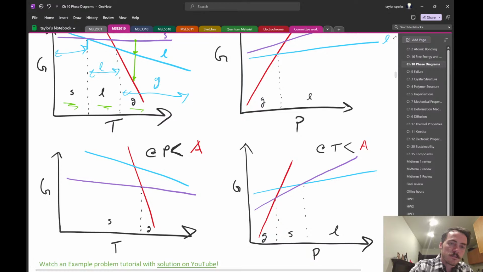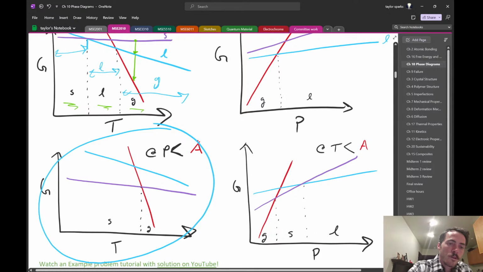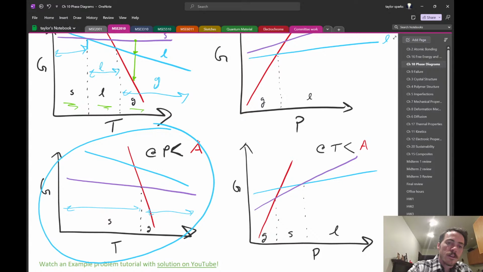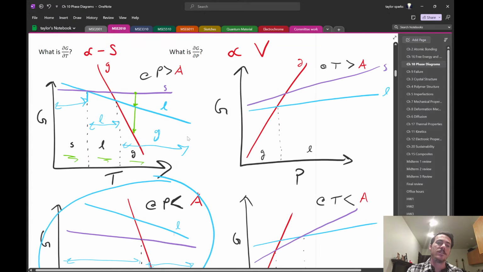So what does that one look like? That one looks like this, right? That's this one right here. It went from a solid region to a gas region. The liquid line exists, like that's our liquid line. It's just that at no point is it the lowest free energy phase. Okay, so that's where this came from. That was drawing dG/dT. dG/dP would be similar.